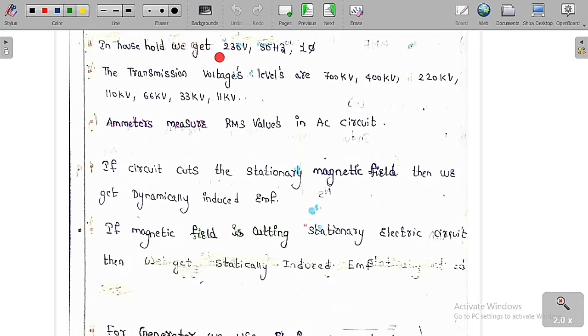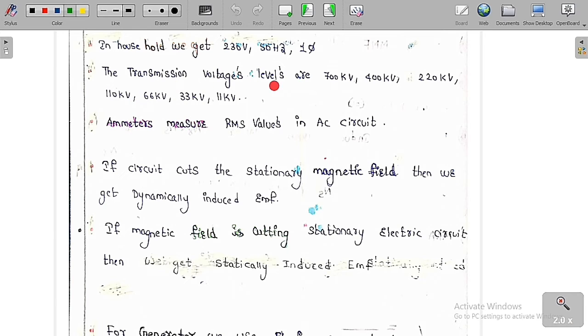In households we get a 230 volt, 50 hertz single phase supply. In domestic loads, whatever we get in our houses in India, the phase voltage has an RMS value of 230 volt at 50 hertz. It is the standard one in India. So in households we get a single phase supply of 230 volt RMS and 50 hertz.